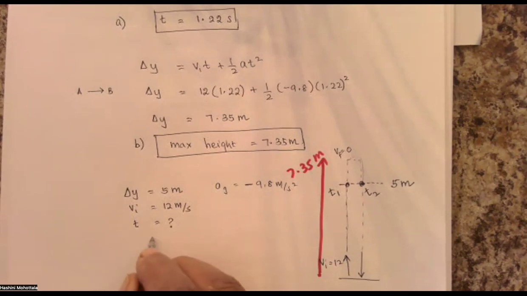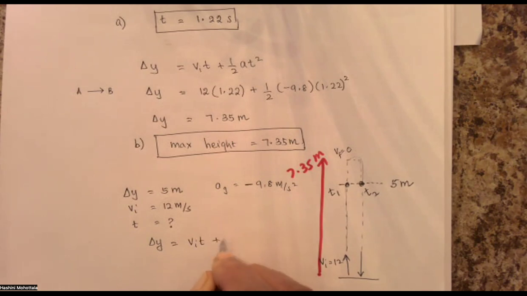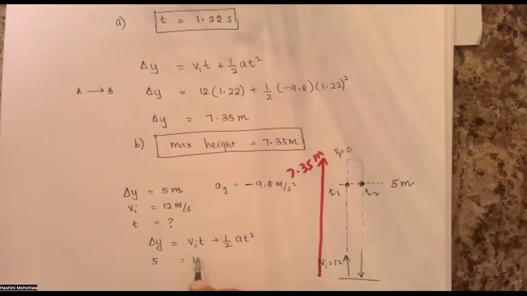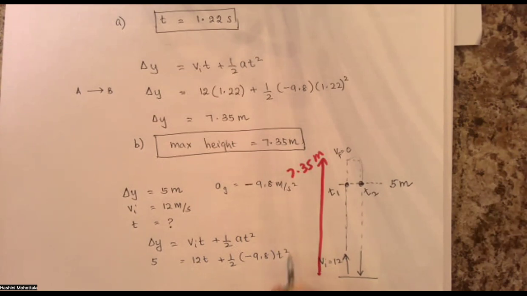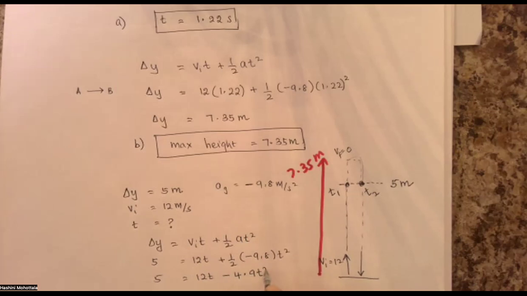Now I am using the second equation. I have actually more than 12 answers. Very good, very good. Delta y equals v initial t plus 1/2 a t squared. Delta y I use as 5 meters, initial v 12, and the time I don't know, t, plus 1/2 times negative 9.8 times t squared. So you get 5 equals 12t minus 4.9 t squared. Another quadratic equation.